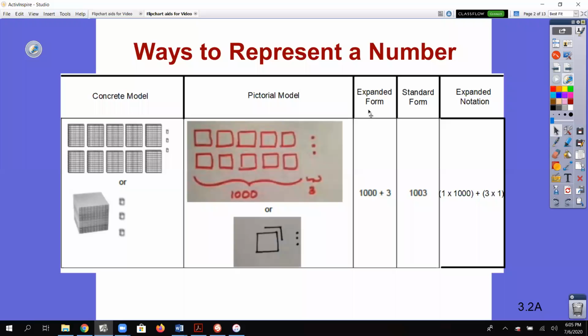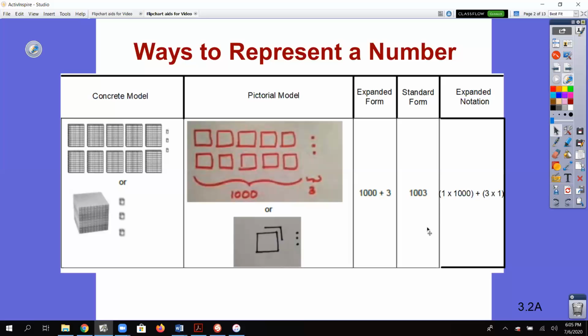Then we have expanded form, standard form, and expanded notation. Now, a lot of times we get confused between expanded form and expanded notation. Both of those decompose the number. Remember, decompose means that you break it apart. But with expanded form, you're just putting the value of each number. So this number is 1,000 plus 3, which will give you 1,003. It's expanding it. It's decomposing the number.